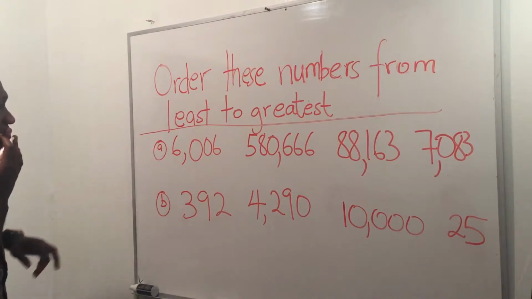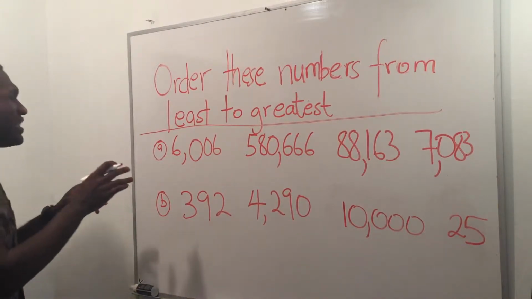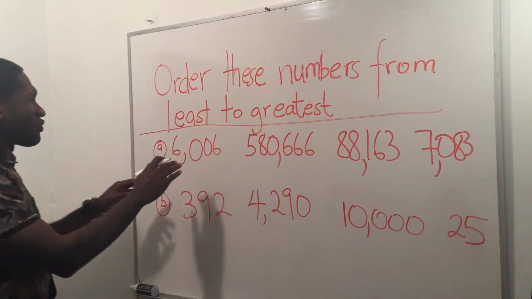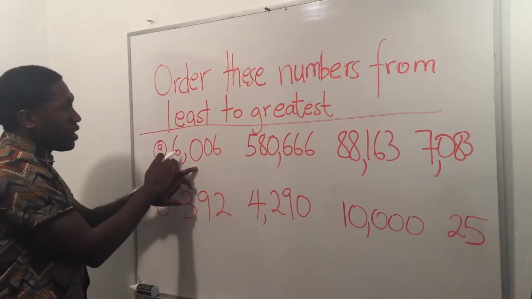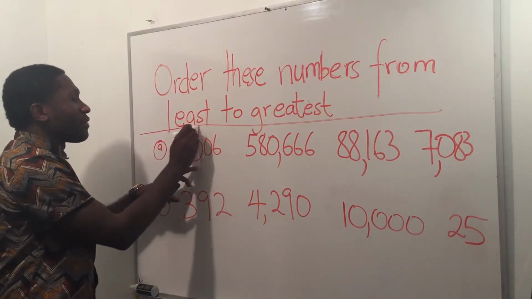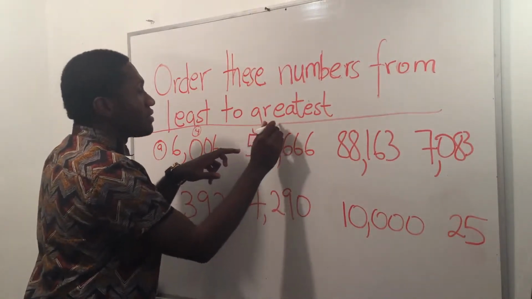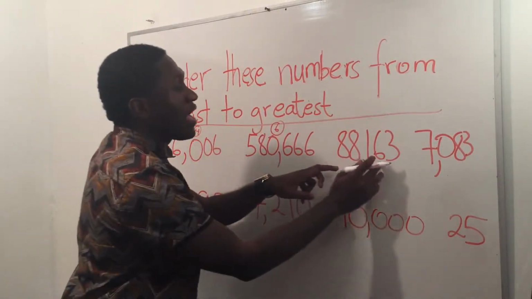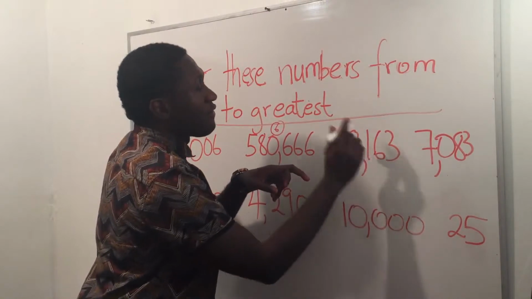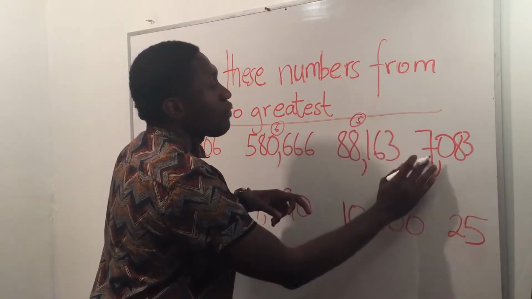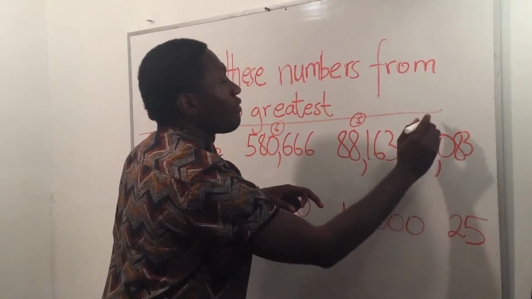So what I have to do is know how many digits each one of these has right here. This one, I see 1, 2, 3, 4. It has 4 digits right there. That one has 1, 2, 3, 4, 5, 6. This one has 1, 2, 3, 4, 5. And that one has 1, 2, 3, 4.